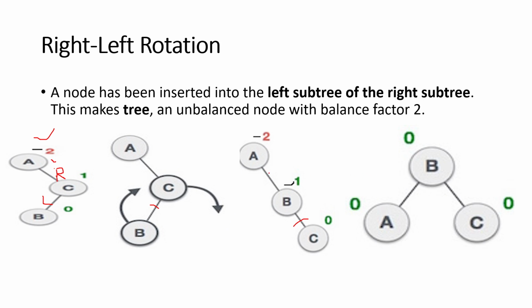A will be rotated to the left side. So this is the balanced tree. We have converted an imbalanced tree to the balanced tree by applying two rotations.